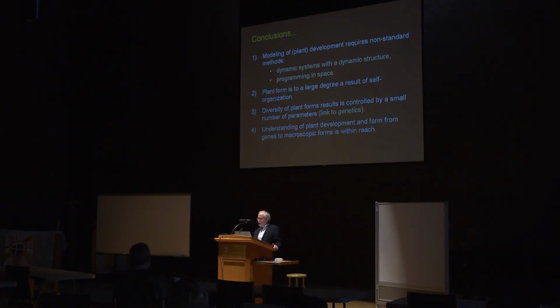And maybe it is a bit of a leap compared to what I was presenting here, because I was not talking at all about genetics, but it seems that understanding of plant development and form, from genes to microscopic forms, is within reach. It doesn't mean that these models are going to be predictive in fine detail, but it is felt that in principle you can understand how different genetic mechanisms create a playground in which, through self-organization, forms emerge.